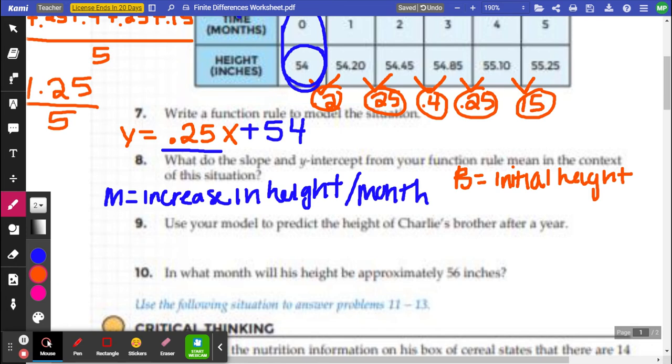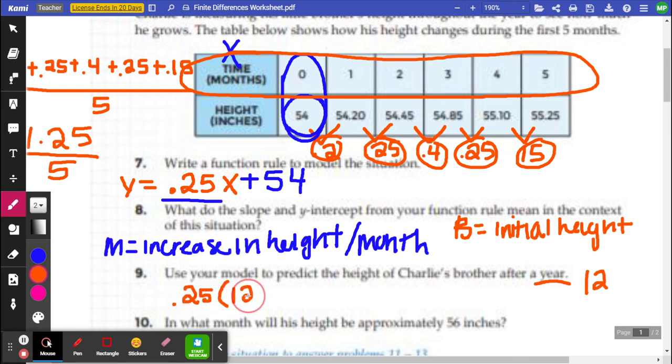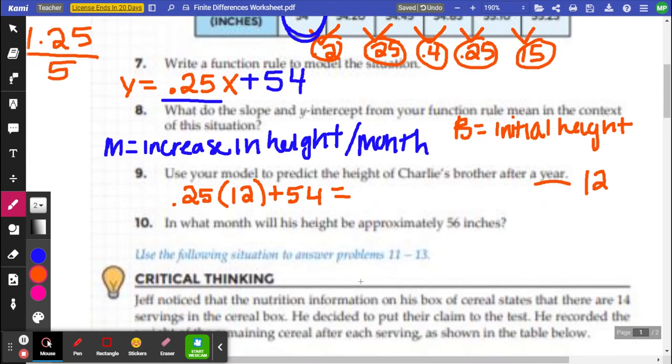Use your model to predict Charlie's brother's height after a year. So it's not that hard. How many months are in a year? Okay. Is the X or Y months? So what are you going to do with that 12? Yep, you're just going to plug 12 in for X. And you can put that directly in your calculator. So how tall is he going to be?